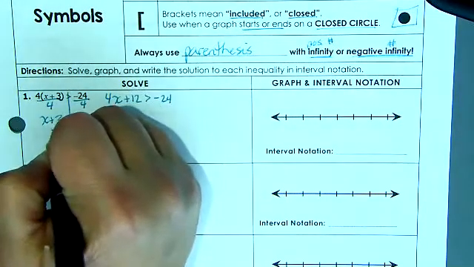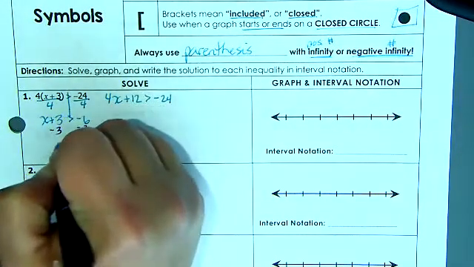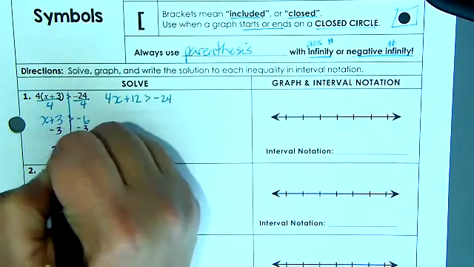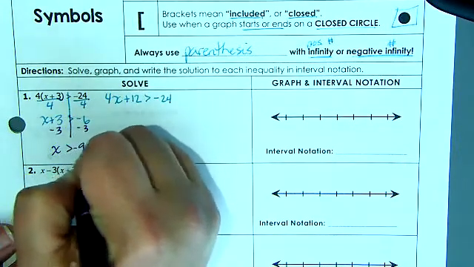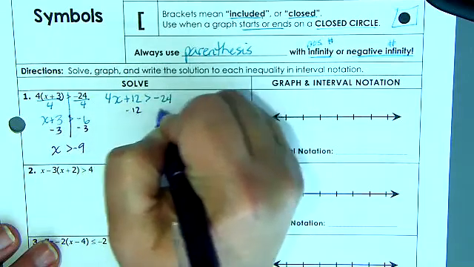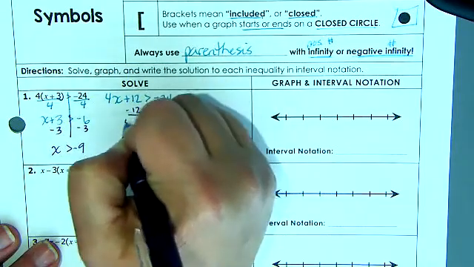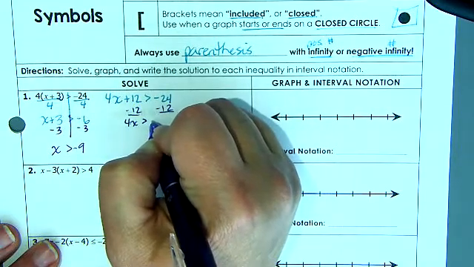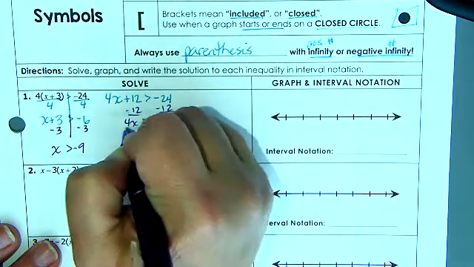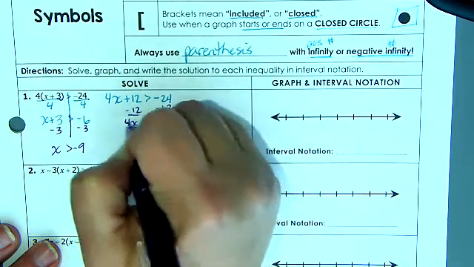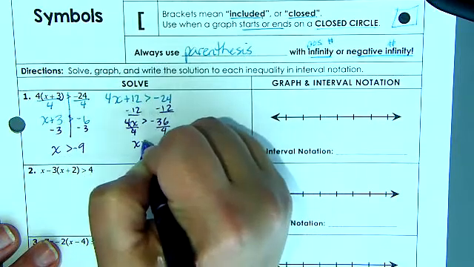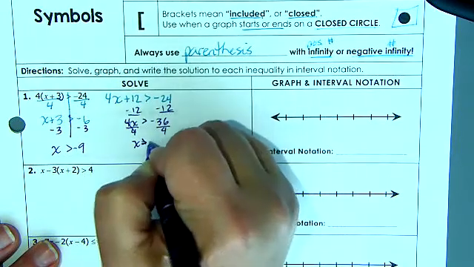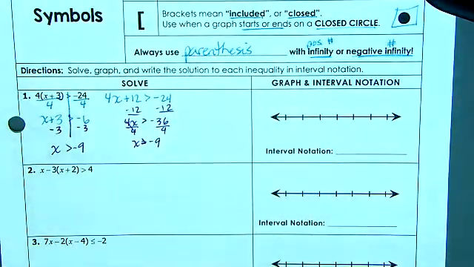Next step, I subtract 3 here, subtract 3, and we end up with x is greater than negative 9. Or here I subtract 12, and I have 4x is greater than negative 36. Divide by 4, x is greater than negative 9. Notice both of them ended up with the same answer.